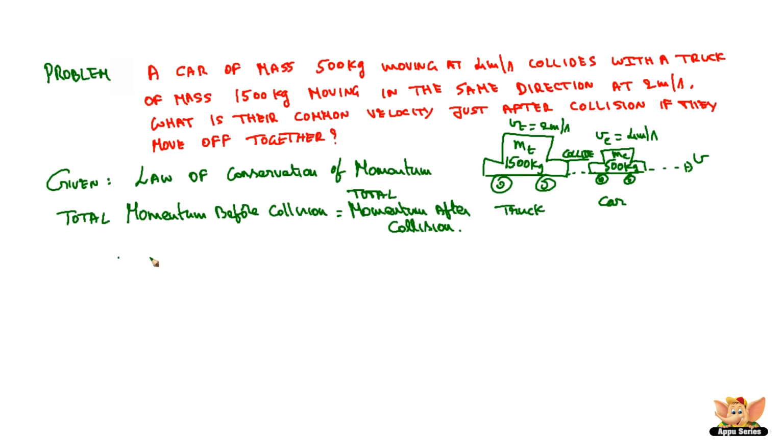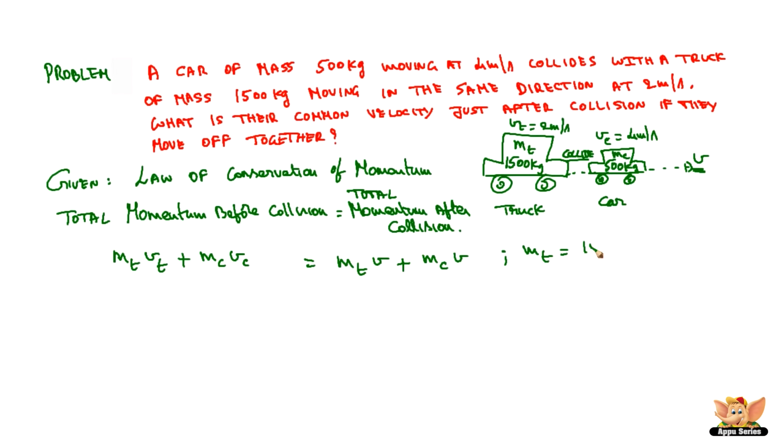So it's a combined momentum of truck and car. If we take for the truck, the momentum is mt into Vt, plus for the car it is mc into Vc. Momentum after collision is mt into v, because the velocity is common for the truck and the car after collision, plus mc into v.